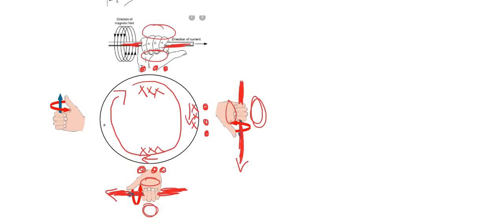Then for the last one over here, we can see the electricity is going this way, so let me quickly draw this loop in nicely. And so what we can see on this side, the fingers are coming out of the page. And then on this side of the loop, we can see that your fingers are going into the page.